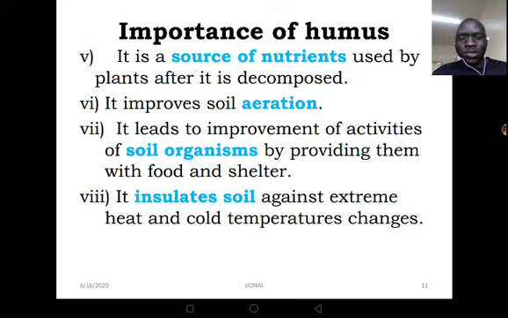The humus also insulates soil against extreme heat and cold temperature changes. So it prevents the soil from overheating, but also prevents the soil from overcooling. So it maintains a very suitable temperature for the soil so that the living organisms that are found in the soil can survive without any change, whether any danger caused by temperature.